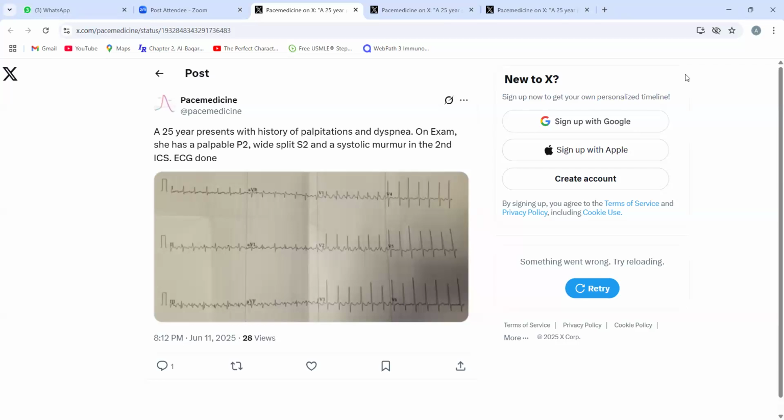So it is actually regular, and if you look at the flutter waves, you have 1 2, 1 2, 1 2, 1 2, and the ventricular rate is the same. So you have 2 to 1, 2 to 1, 2 to 1. Sometimes when you have a coarse AFib versus an atrial flutter, someone might be confused about it. So this is an atrial flutter because of the regularity of it, okay?